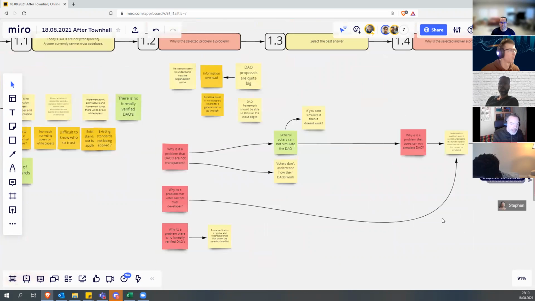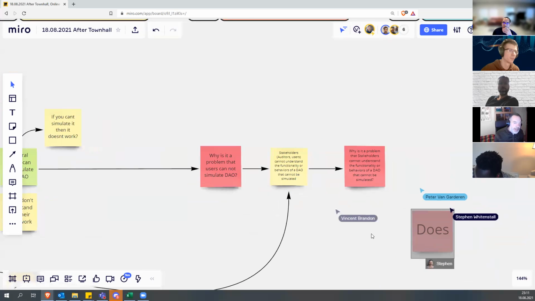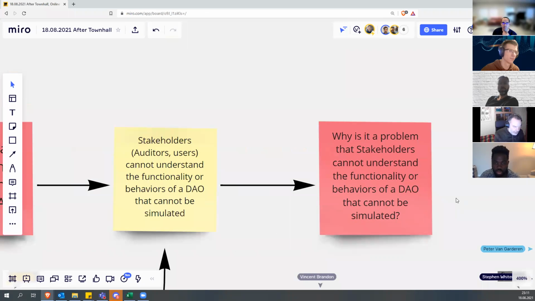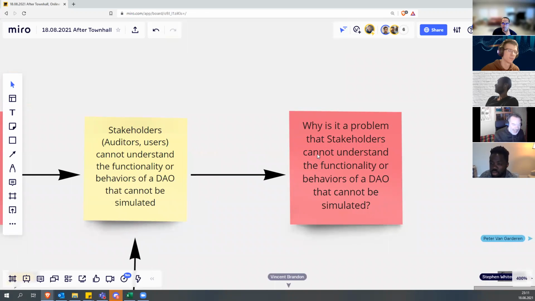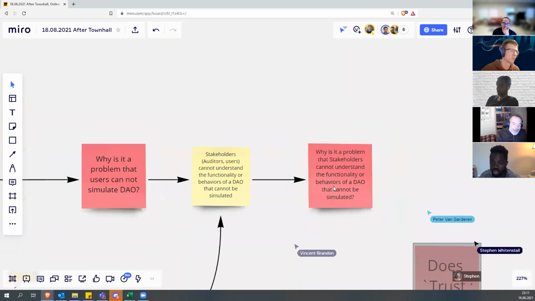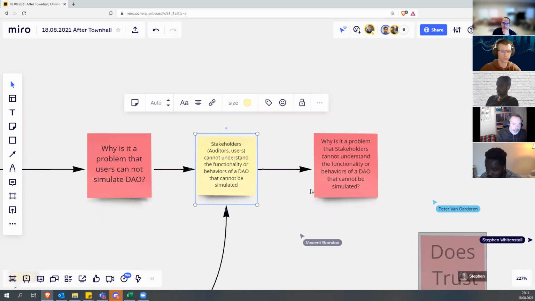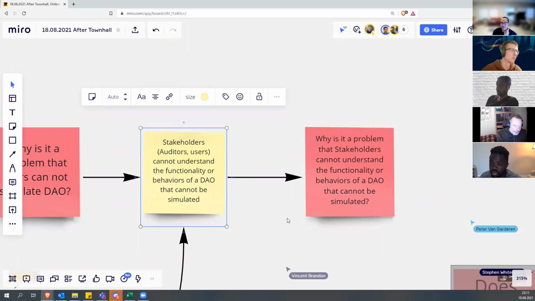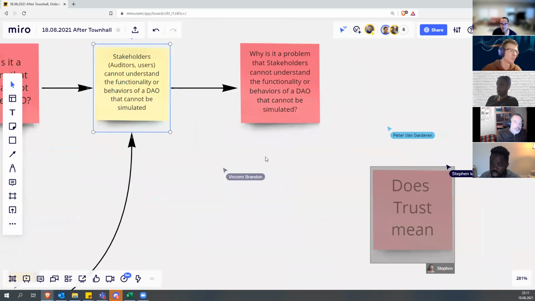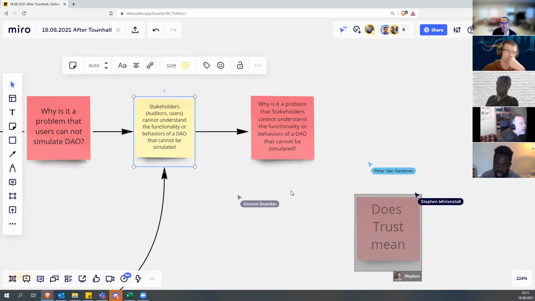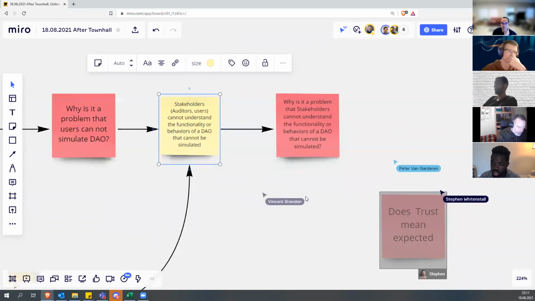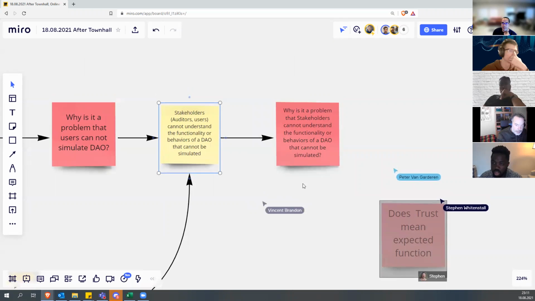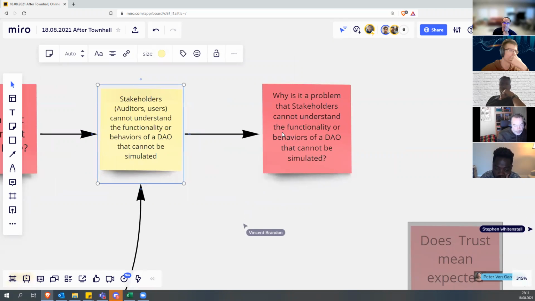Well, I suppose it comes down to does trust mean understanding functionality? And I suppose that's a debatable question. In a way it does, it can, but it doesn't only mean that, does it? Trust doesn't mean just expected functionality, or does it? Or does trust mean that you understand how someone's going to behave in a certain situation? Yeah, the behavior part's in there too. All of this would be covered in the detail.